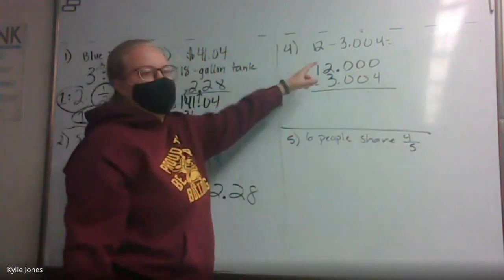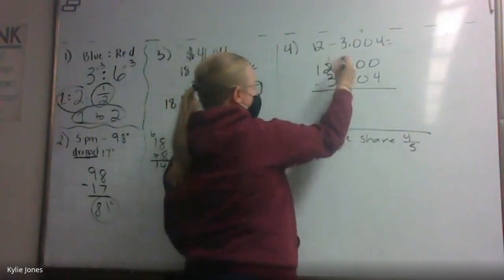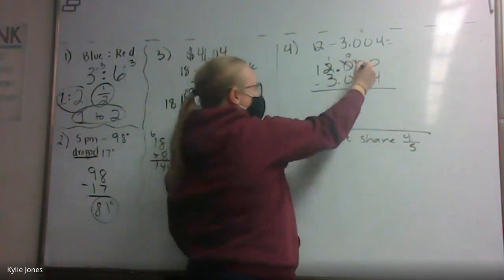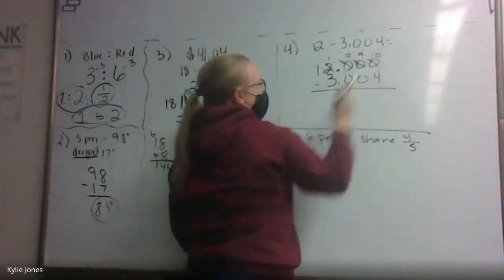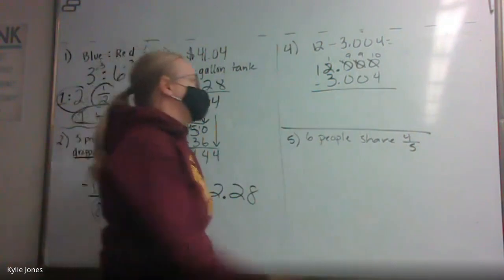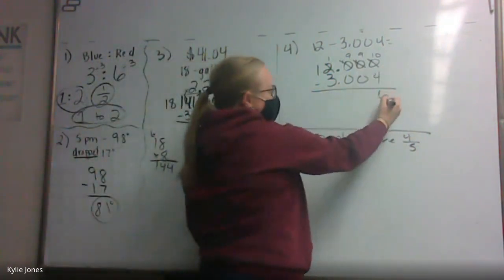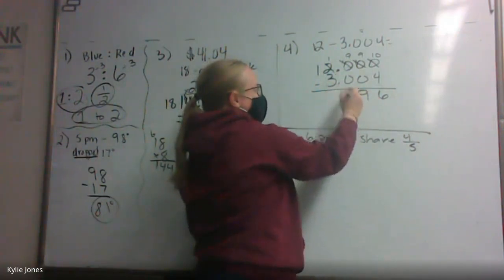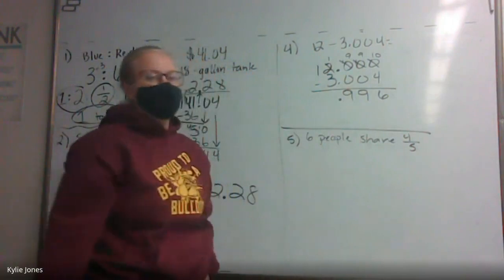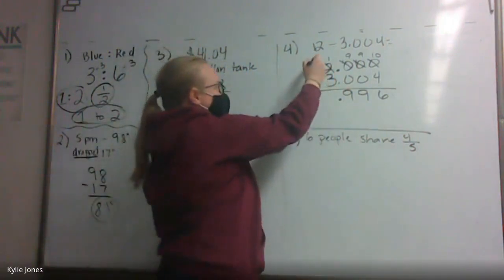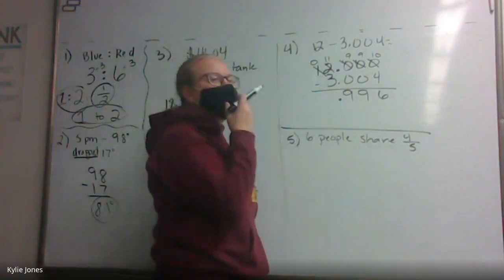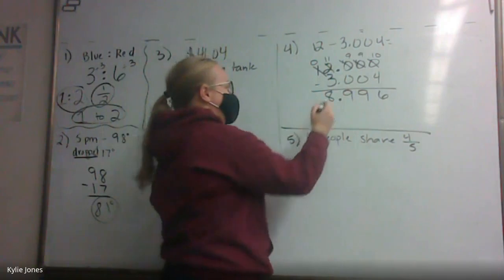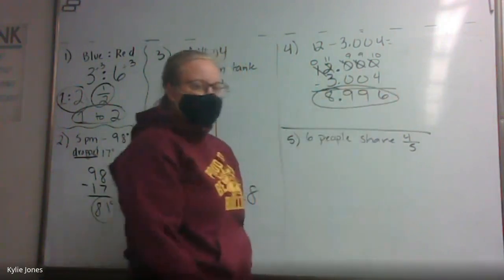We need to borrow from this 2 though, right? So the 2 becomes a 1. This 0 becomes a 10, we borrow so it becomes a 9, and that 0 becomes a 10. So now we've done our borrowing. What is 10 minus 4? 6. What is 9 minus 0? 9. 9 minus 0? 9. Drop down my decimal. Can I do 1 minus 3? Nope. So let's borrow from this 1. It becomes a 0. Now we have 11 minus 3. What is that? 8. 8 and 996 thousandths is our answer.